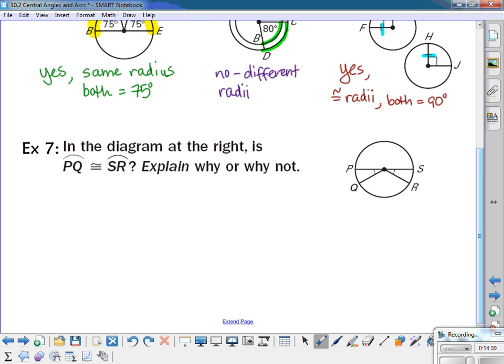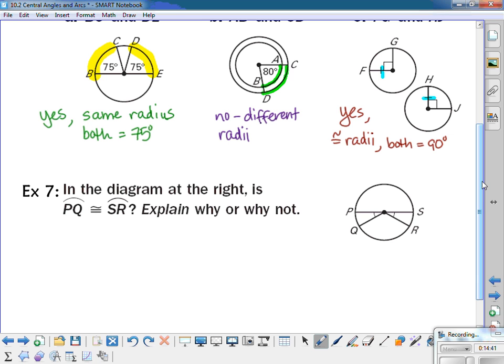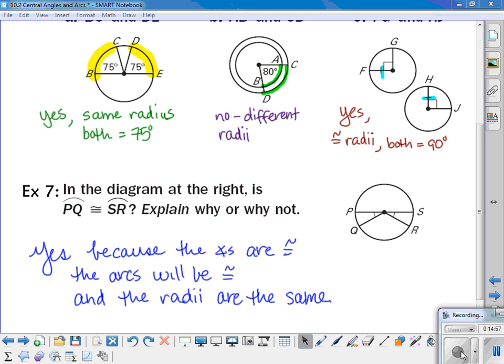All right, and one more little question here. In the diagram, is PQ congruent to SR? Tell me why or why not. So figure that one out for yourself. Pause the video if you have to. Okay, so yes, they would be, because the angles are congruent, so that means that the arcs are congruent, and also because the radius is the same for each of them, therefore the arcs would be congruent.